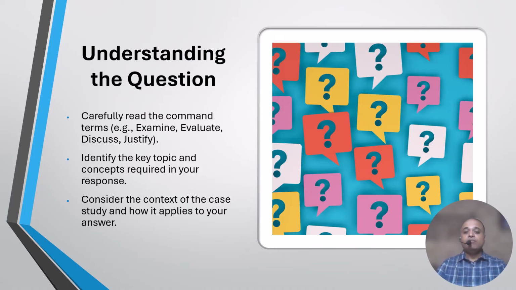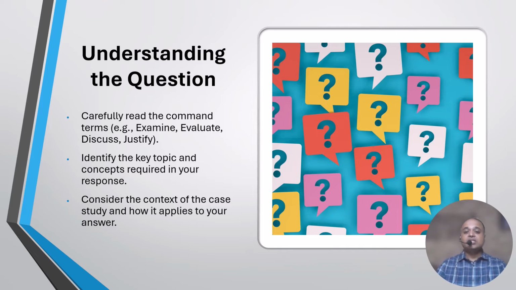For example, if the question asks you to evaluate, you must provide both advantages and disadvantages before reaching a final judgment. If it says justify, you need to support your argument with strong reasoning and evidence. Second, identify the key topic and concepts. What is the question really asking? Are you discussing leadership styles, pricing strategies, or market entry methods? Highlight the important terms in the question to stay on track.